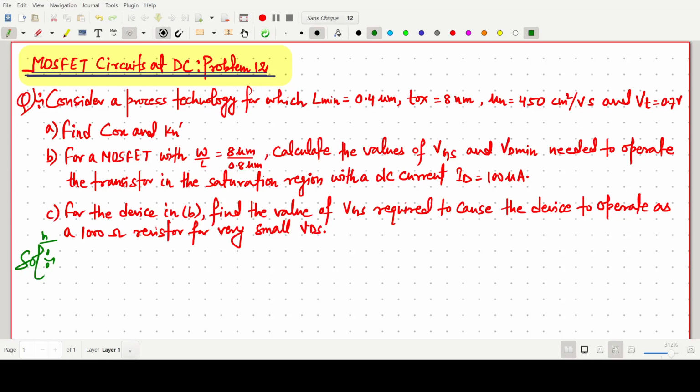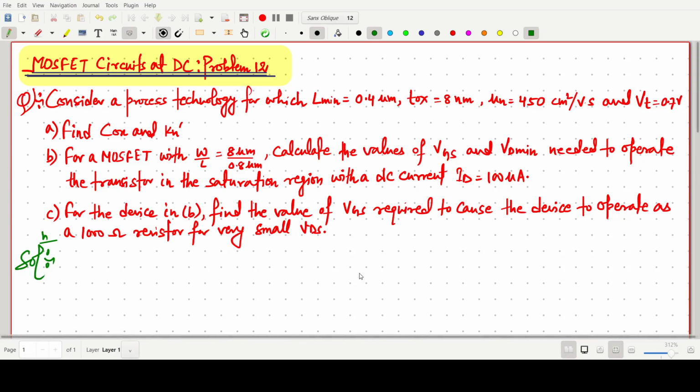Welcome everyone. In this video, we will solve a problem on MOSFET circuit at DC, and it is from the Microelectronic Circuits book. The question is: consider a process technology for which the minimum channel length, L minimum, is 0.4 micrometer, oxide thickness TOX is 8 nanometer, mu n, the mobility of the NMOS, is 450 centimeter square per volt second, and threshold voltage VT is 0.7 volt.